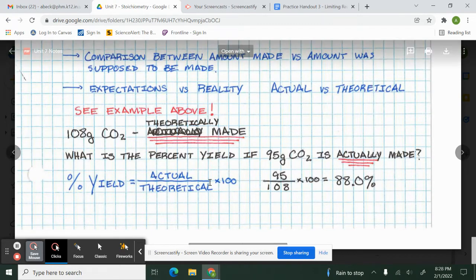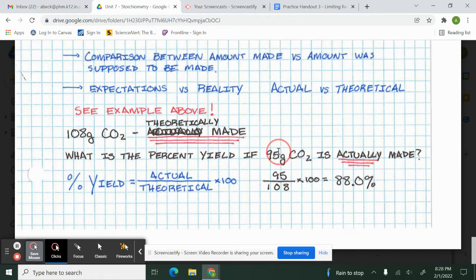So the percent yield is actual over theoretical times 100. Our actual is on top right there. That's 95 grams of CO2, versus what we theoretically were supposed to make. That's the 108 grams of CO2. 95 divided by 108 times 100 is 88%. So our percent yield would be 88%.